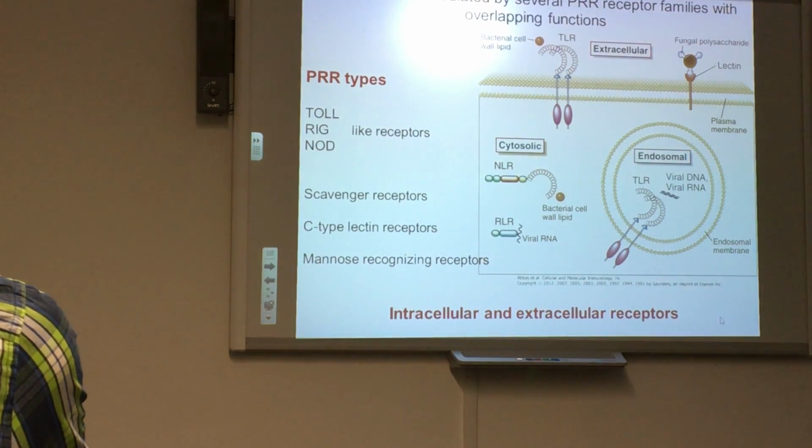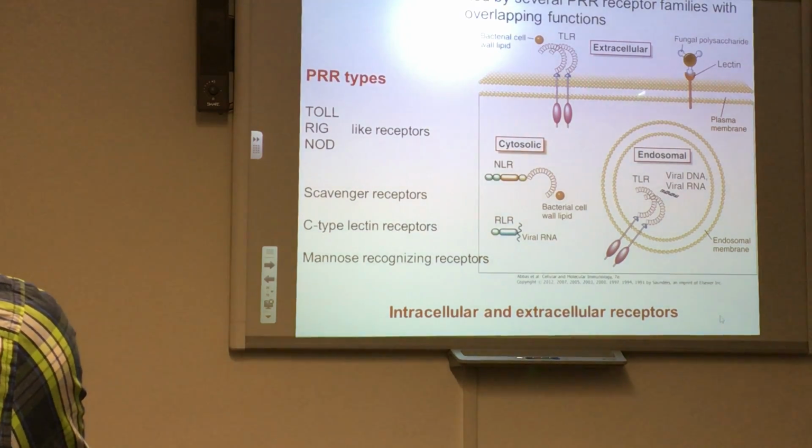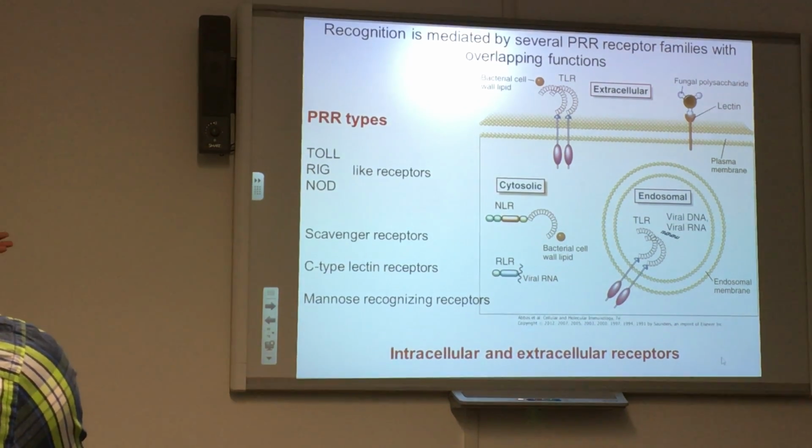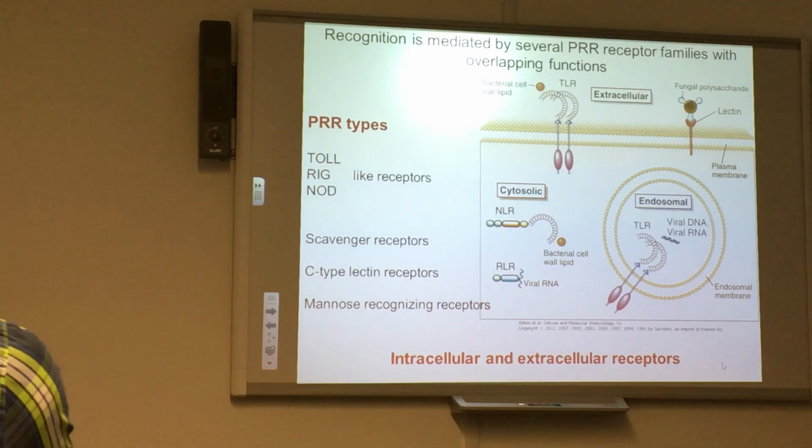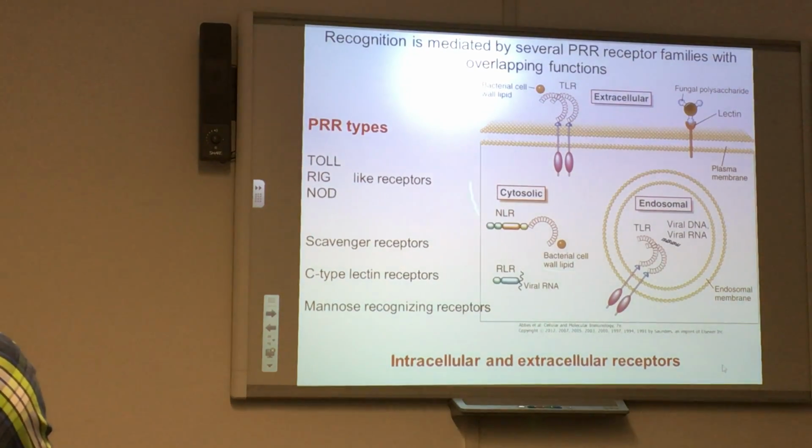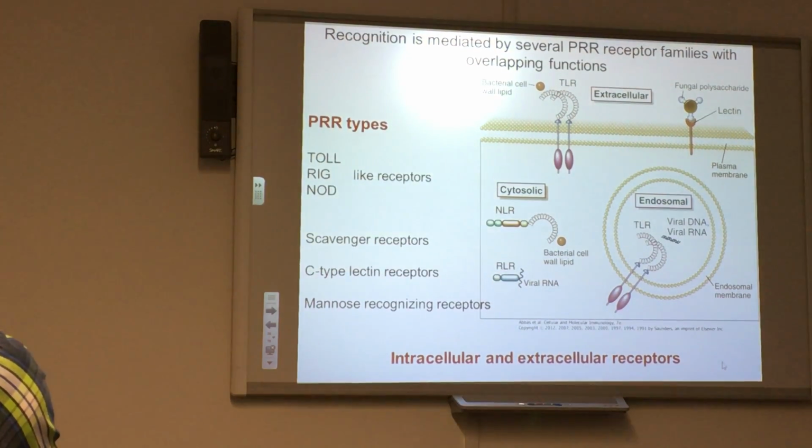So these 6, I will ask the name of this 6th group, and I will ask whether the pattern recognition receptor can be on the cell surface or can be intracellular. Both. Extracellular pathogens will be recognized, intracellular pathogens will be recognized by pattern recognition receptors.